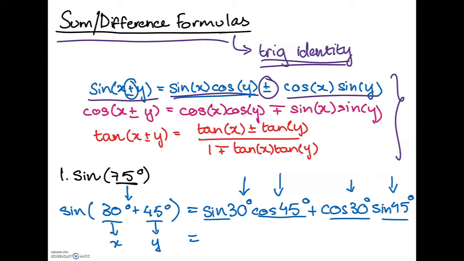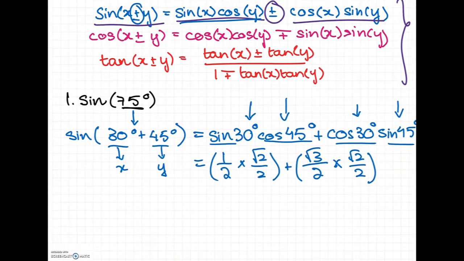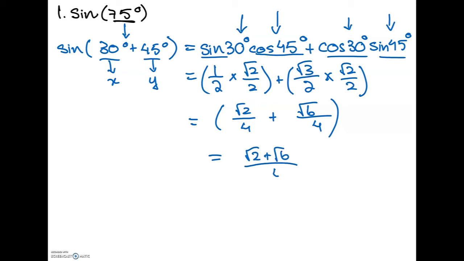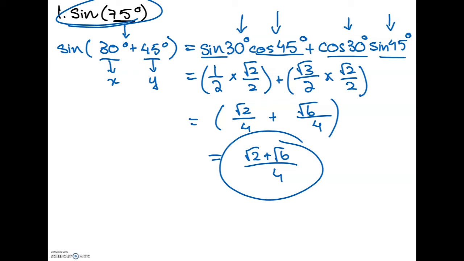If we refer back to our unit circle, sine of 30 degrees is 1/2. Cosine of 45 degrees is root 2 over 2. And then we're going to add cosine of 30 degrees times sine of 45. Cosine of 30 degrees is root 3 over 2, and sine of 45 degrees is root 2 over 2. Now we want to simplify this. If we simplify, we will get square root of 2 over 4 plus square root of 6 over 4. So that's square root of 2 plus square root of 6, all over 4, and that is going to be your final answer for sine of 75 degrees.